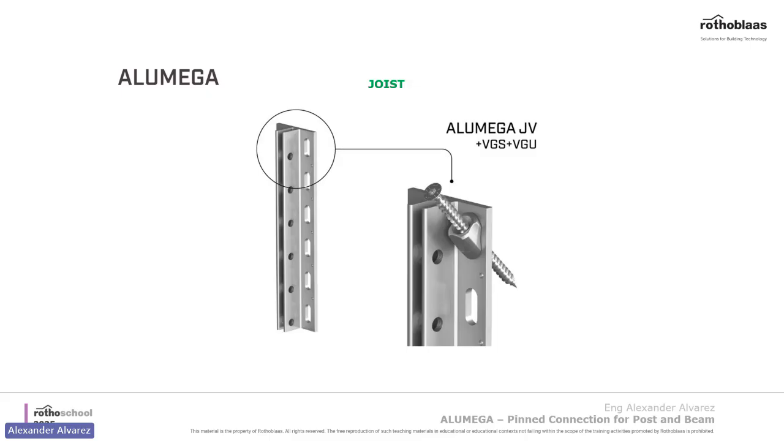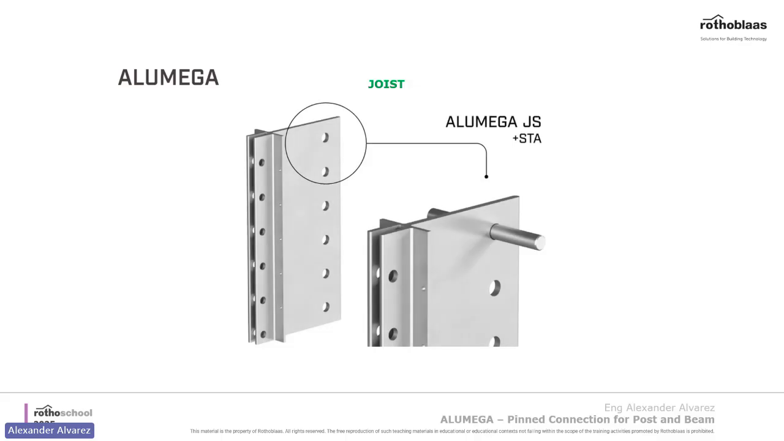And this will also give you a high capacity. But maybe sometimes you don't want that. You want to keep it simple, what you're always used to, which is a knife plate. And we do have that. We have the Alumega JS. There are two versions of this. Well, one version, but two ways of installing.